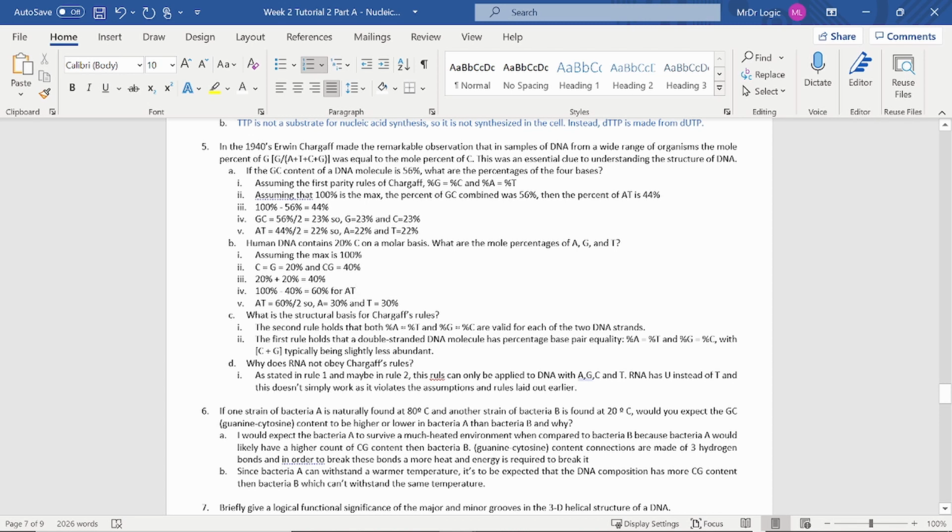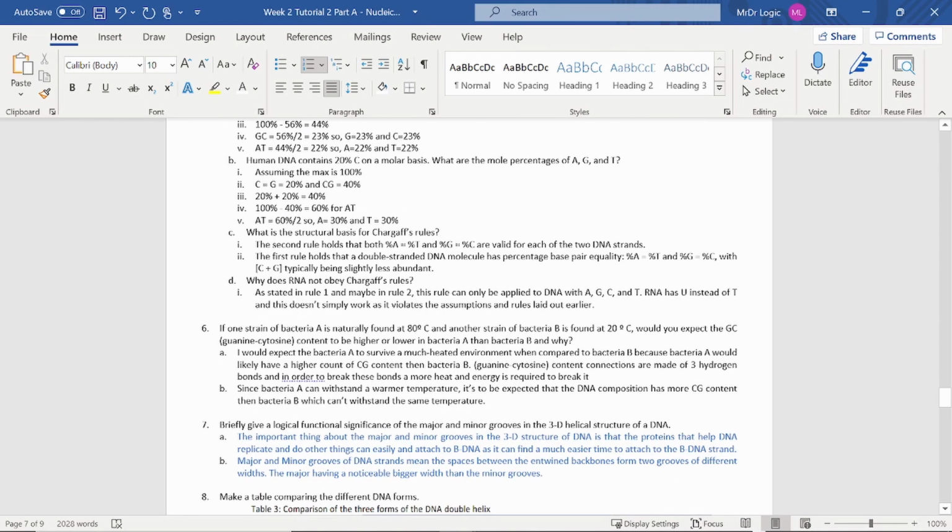Okay, so why does RNA not obey? Because as stated in Rule 1 and Rule 2, this rule can only be applied to DNA with CG-AT. And then RNA uses U instead of T and simply doesn't work, and so this messes up the rule that C is equal to G. It's more complicated, but I don't know. So that's simply the ins and outs of it, and that's sort of the only justification I could find for it.